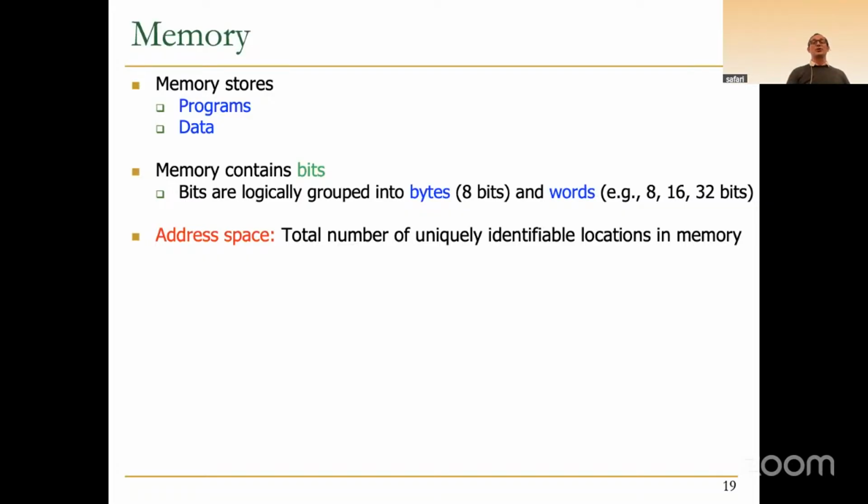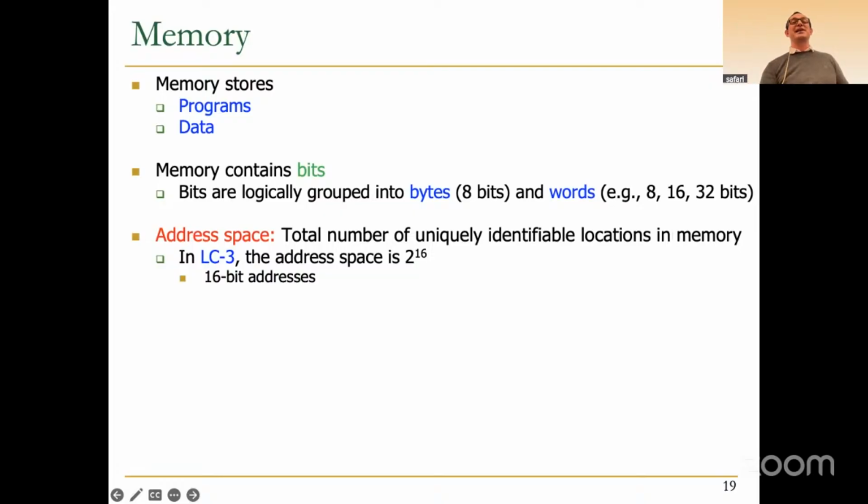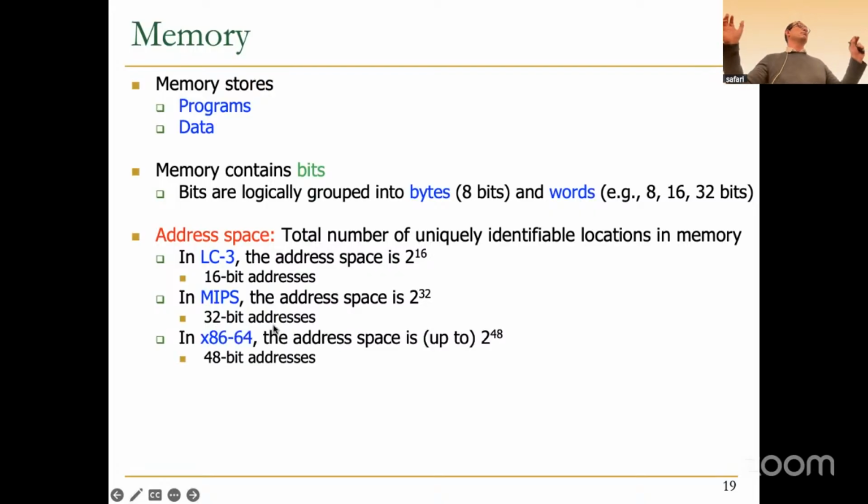Address space is the total number of uniquely identifiable locations in memory. In LC3, for example, the address space is 2 to the 16, meaning you have 16-bit addresses. In MIPS, the address space happens to be 2 to the 32, 32-bit addresses. In a more modern ISA, x86-64, the address space is up to 2 to the 48, meaning you can have 48-bit addresses. This address space is what can be referenced by the programs. A program can reference very large amounts of memory if you're given this address space.